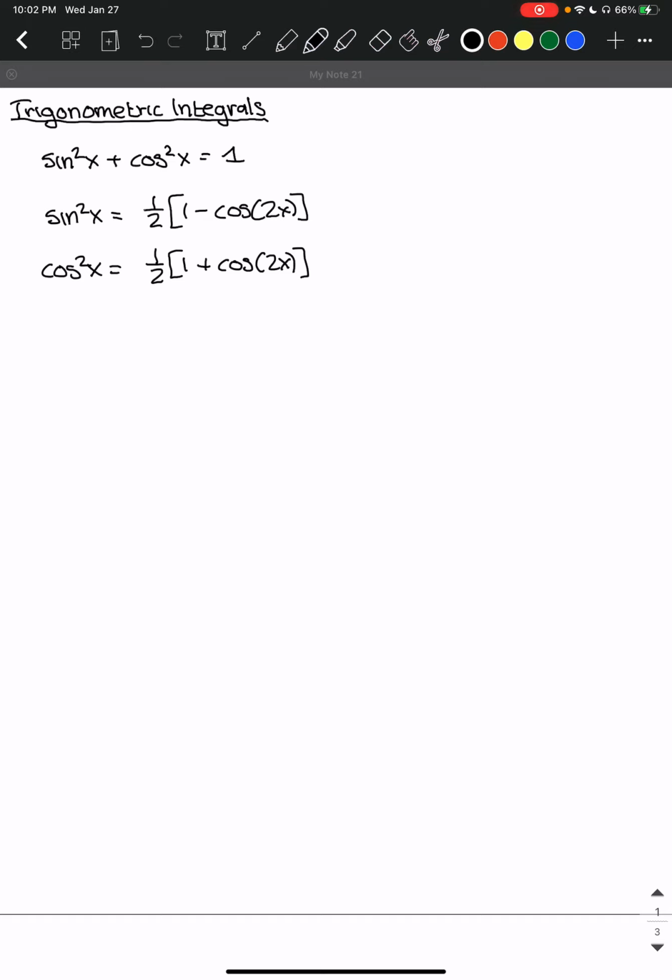Essentially what we're going to need before we start is the GOAT identity of sine squared plus cosine squared is 1. I'm also going to introduce the half angle or the double angle identities, can't remember, here, which will help us later on.